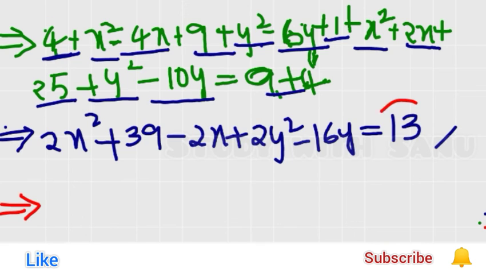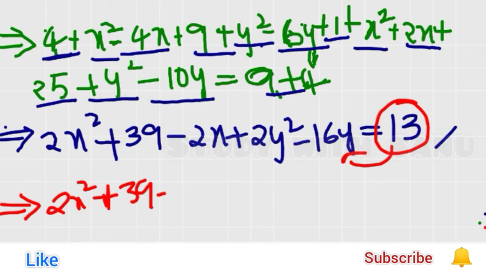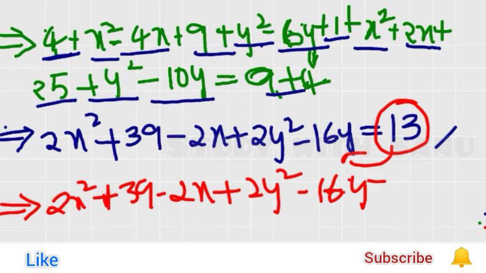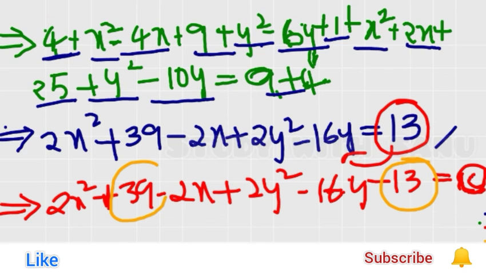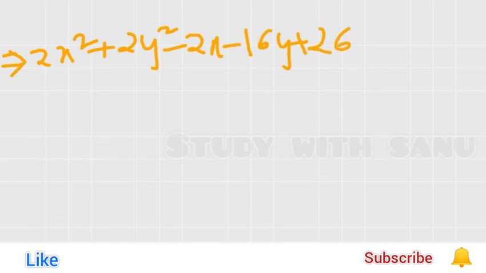That implies sending this 13 to the LHS side. That implies 2x square plus 39 minus 2x plus 2y square minus 16y and minus 13 is equals to 0. Minus 13 plus 39 is equals to plus 26. So let us substitute it again. 2x square plus 2y square minus 2x minus 16y plus 26 is equals to 0.